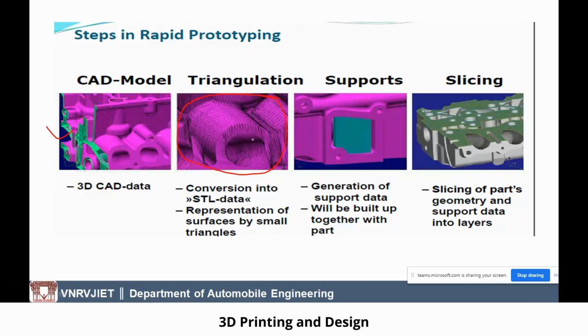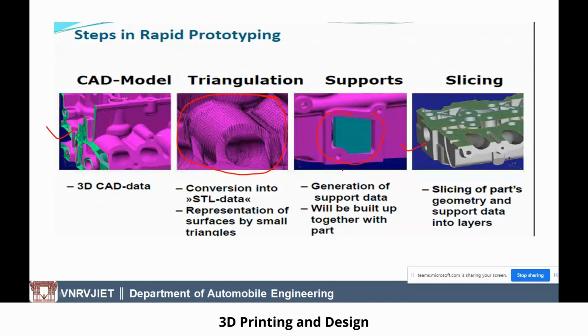That's what I told earlier. Before printing, we need to give the supports to the model. And after giving the supports, we need to give the slicing: how many layers we require, the layers by which you need to produce the components. Those data we need to give.